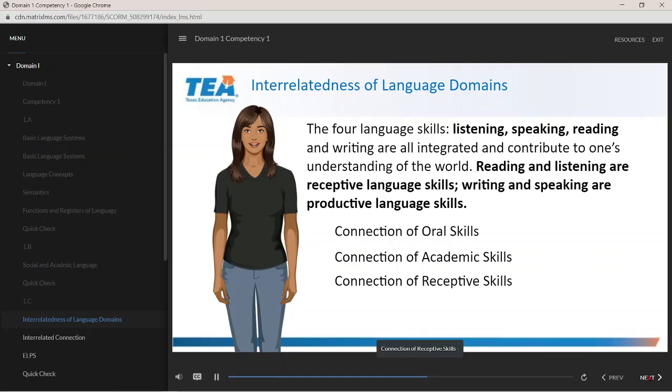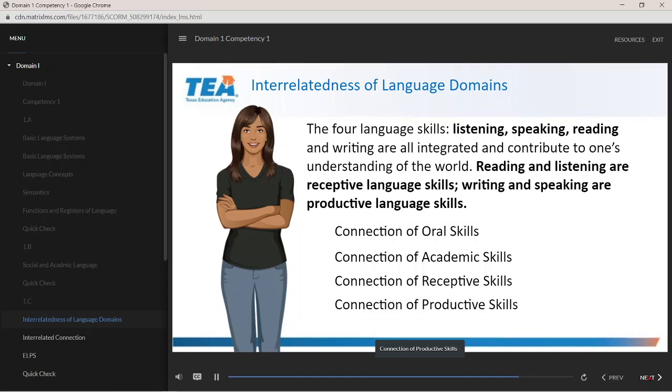Connection of receptive skills, listening and reading. These higher-level language skills are critical to strong reading comprehension and its development. Language skills can be developed while listening during targeted instruction and discussions and can contribute to increased comprehension and its development. Connection of productive skills, speaking and writing. There is a high correlation between the level of speaking and the level of writing. The higher the level of speaking, the better the writing skill of the student.